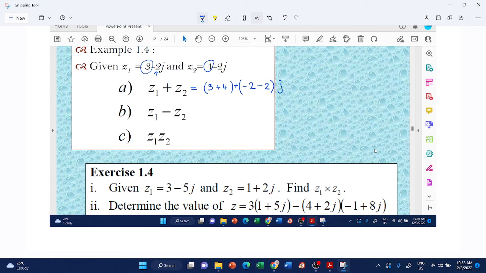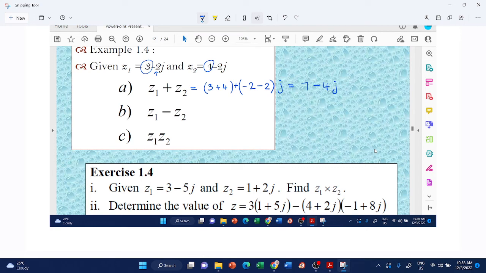Okay, sebab kat sini semua dalam bracket is a number lah. In the bracket is all are numbers, so you can simplify. But tadi tak ada semua numbers, there is some another symbol, so tak boleh simplify. So here you can simplify. So you have 7 minus 4j.